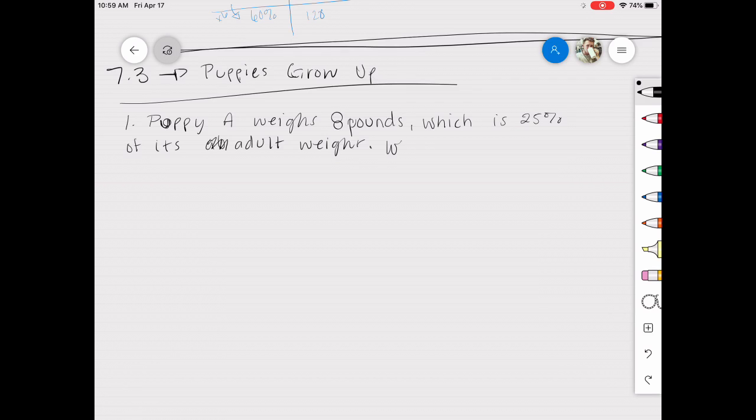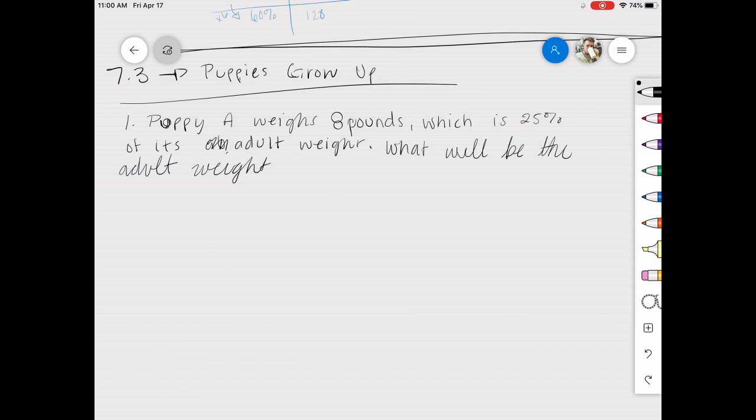You probably already know this, but 25% goes into 100% 4 times. So, essentially, all we need to do is 8 times 4, which would be equal to 32. So, that's telling us that the adult weight of this dog will be 32 pounds.